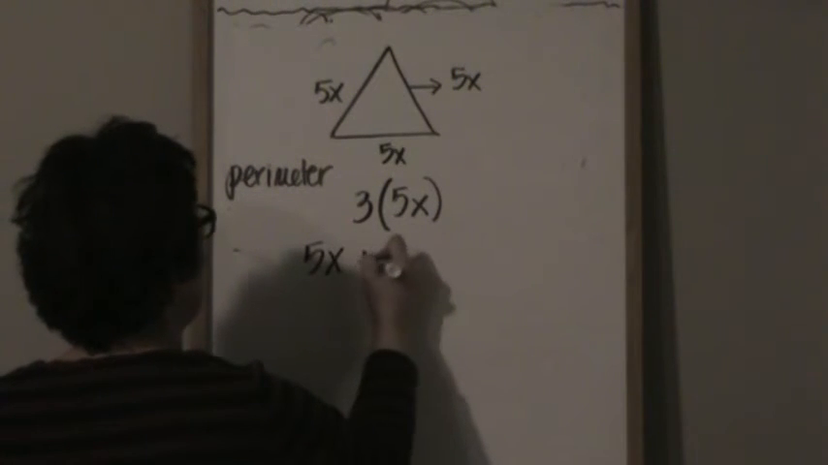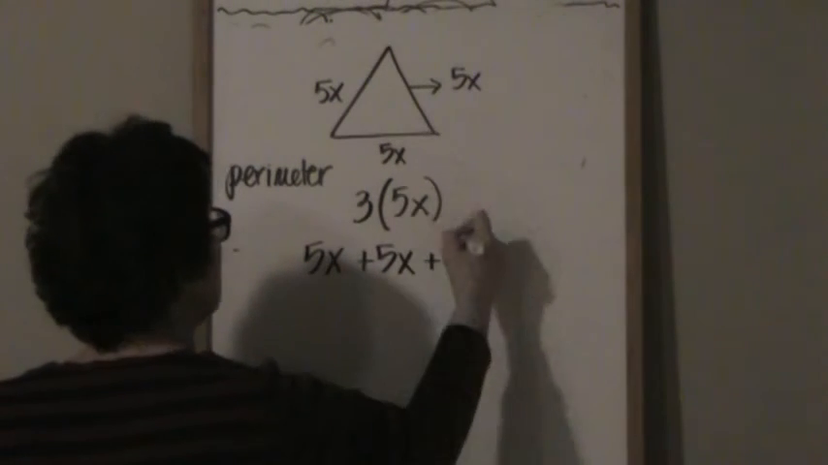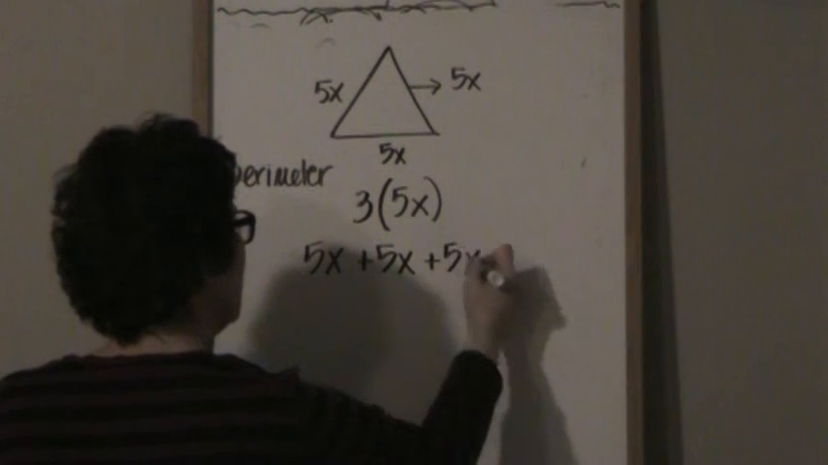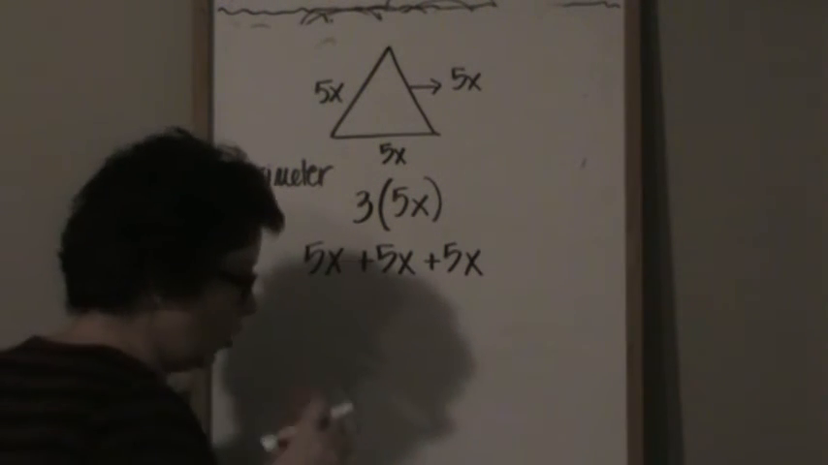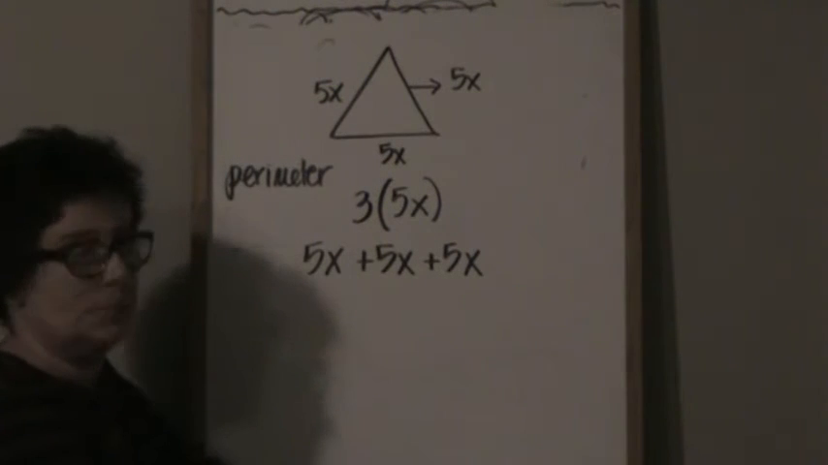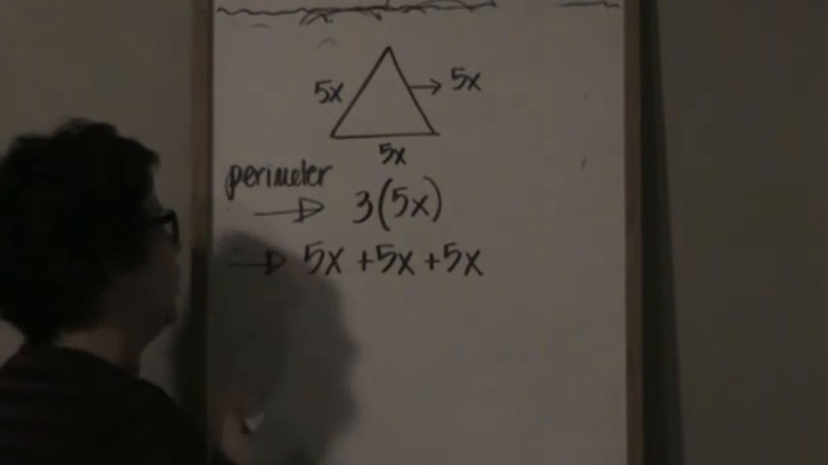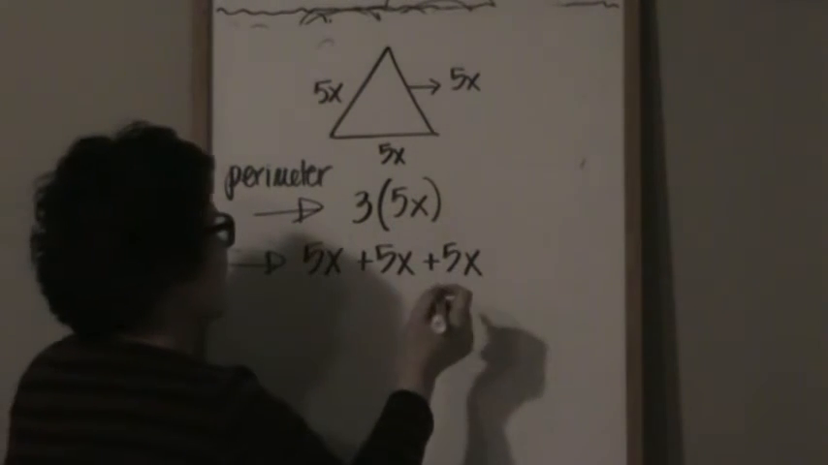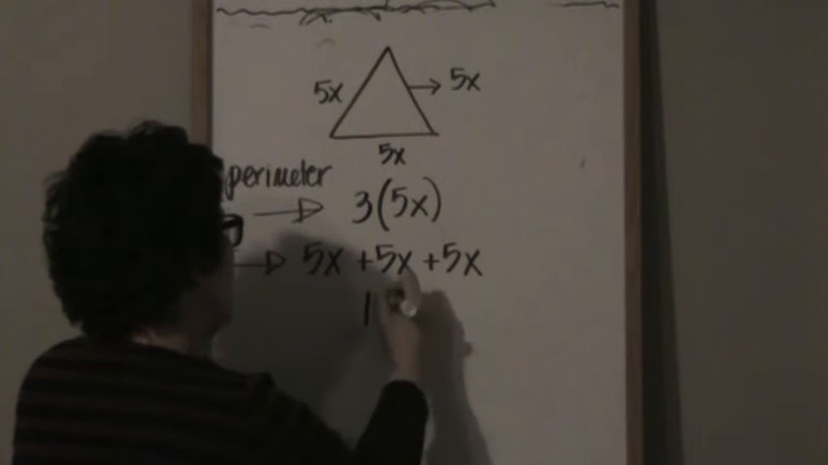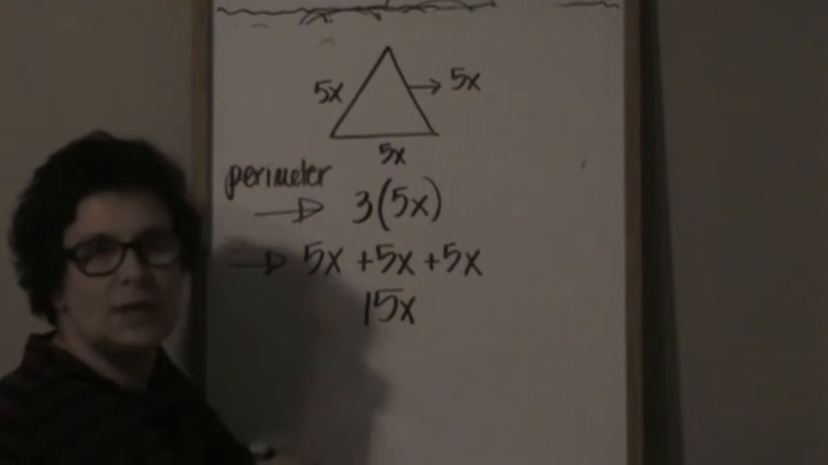5x plus 5x plus 5x. There you go. The question asks for an expression. So again, this one would work or this one would work. If you simplify this and get 15x, that is not an expression.